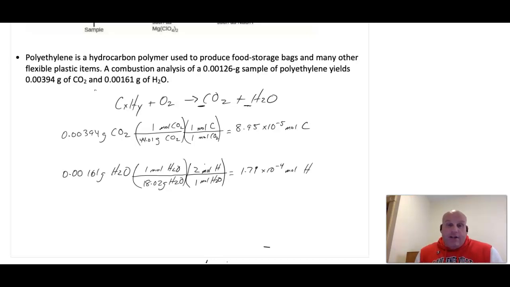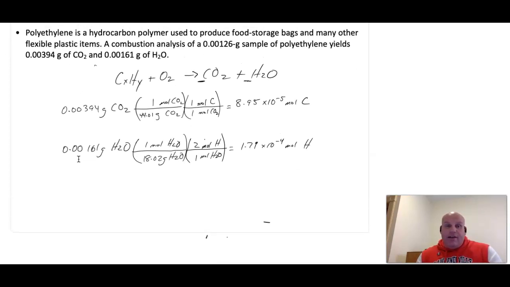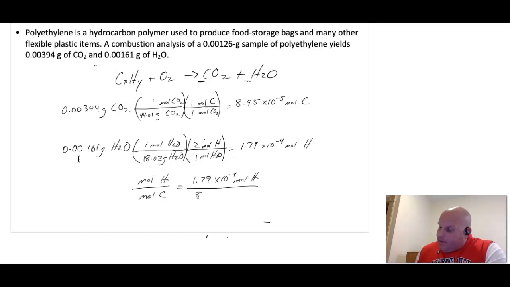At this point, we just want to see the ratio, right? Because that's what we're trying to determine, the ratio of carbon and hydrogen to get the empirical formula of our hydrocarbon, the CxHy. How many carbons do I have? How many hydrogens do I have? So at this point, I'm just going to look and see what the ratio is. Mole of hydrogen to mole of carbon. So 1.79 times 10 to the negative fourth mole of hydrogen over 8.95 times 10 to the negative fifth mole of carbon. And when I do that, I'm going to get an answer of 2.